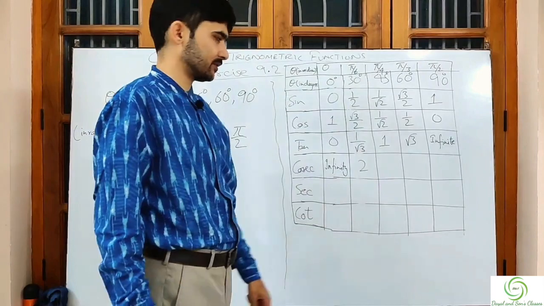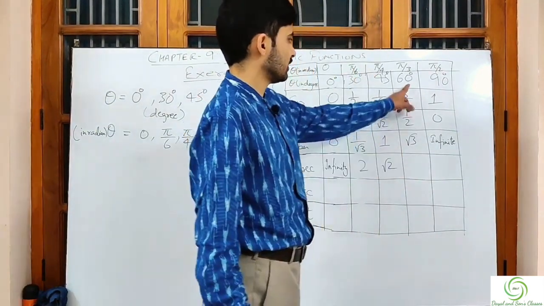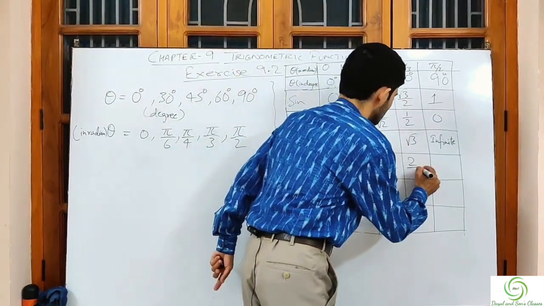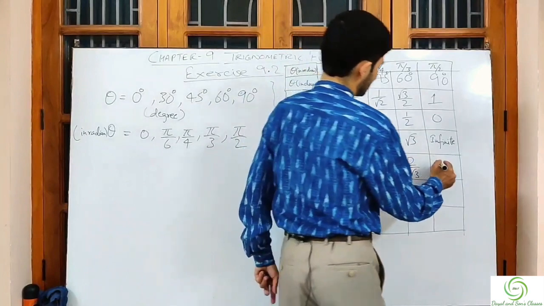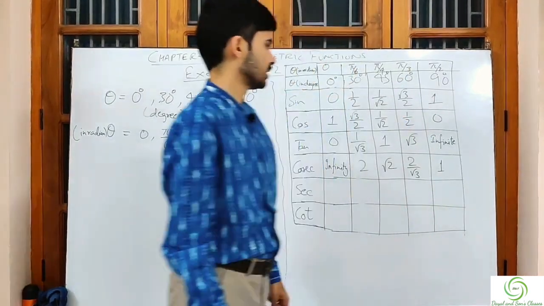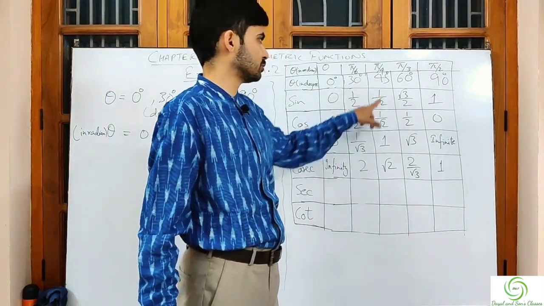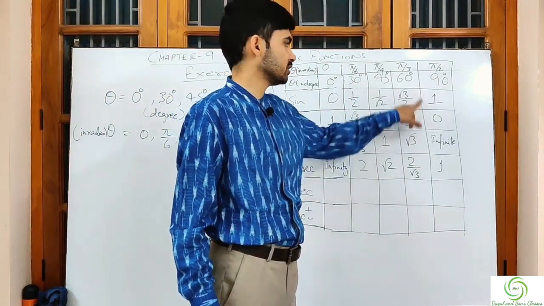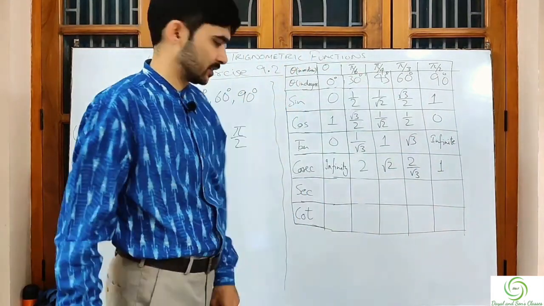Similarly, 45 degree value will be root 2. For 60 degree it will be 2 upon root 3, and inverse of 1 will be 1. So value of cosec for 0 is infinity, 30 will be 2, 45 degree will be root 2, 60 will be 2 upon root 3, and 90 will be 1. 1 upon 1 will be 1.